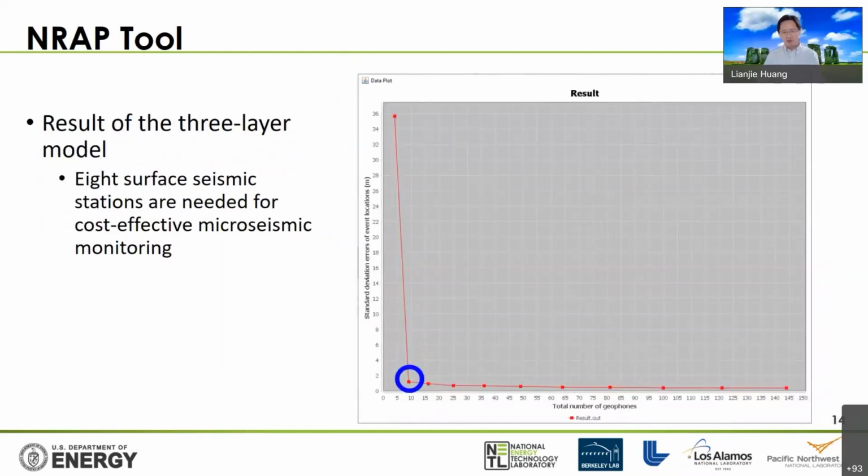And here is just an example of the output. Basically, we enter a 3-layer model using this tool. Here, this is the standard deviation error of the microseismic event location, and this is the number of geophones we use during the calculation. It shows that there is a sudden change here. So this basically indicates that a surface seismic station is needed for cost-effective monitoring for this example.